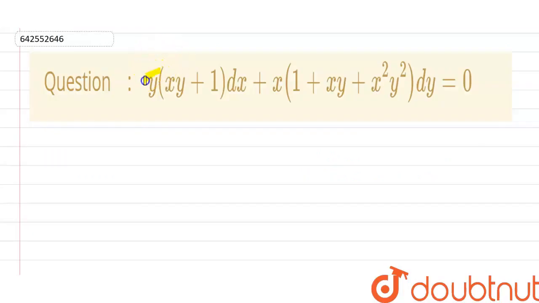Okay, so the given question here we have is y(xy + 1) dx + x(1 + xy + x²y²) dy = 0, and this is what we have to solve here. First of all, this is the solution part.